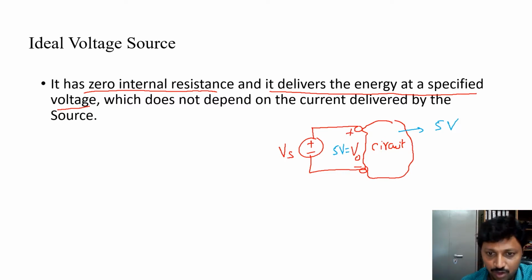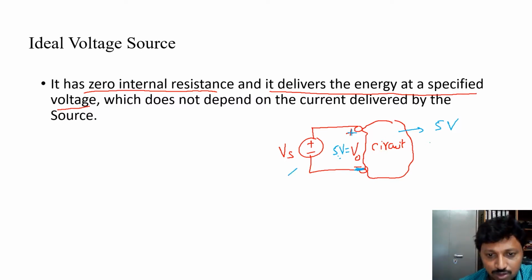So this will deliver 5 volts to the circuit, the specified voltage. The 5 volts will be maintained constant at this terminal, so that it can supply the 5 volts to the circuit. That's the meaning of the specified voltage, which does not depend on the current delivered by the source.